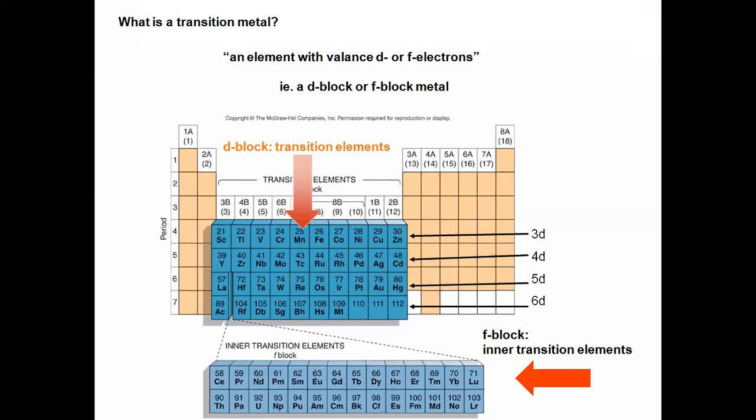So the definition of a transition element is that the elements which contain partially filled or partly filled either 3d, 4d, or 5d, and perhaps 6d, all those elements are known as d block elements, or what we call transition elements. Here I have shown this blue colored block that indicates that all these elements are transition elements.